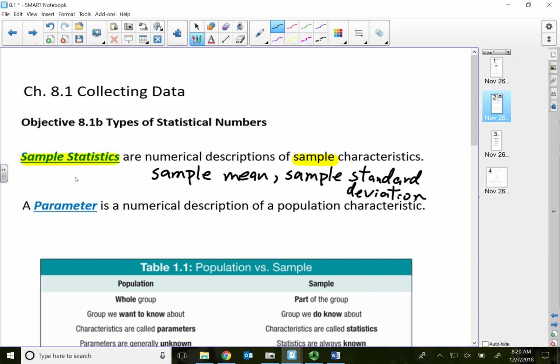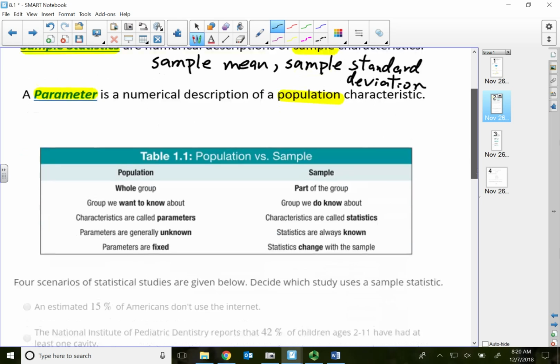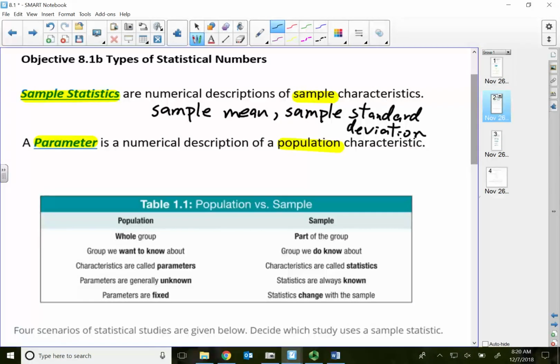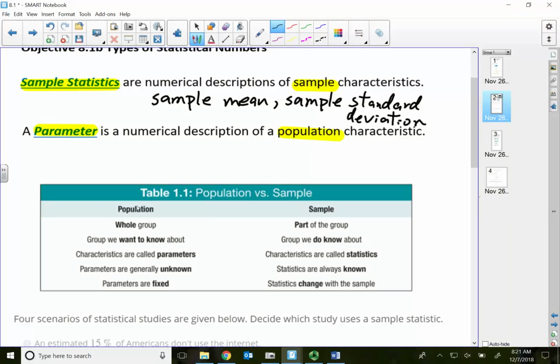A parameter refers to the numerical description of a population characteristic. So if we ever say population mean or population standard deviation, those are considered a parameter. So there are two types of numerical numbers. One describes the sample characteristic, one describes the population characteristic. Sample mean and sample standard deviation are called sample statistics. Population mean or population standard deviation are called the parameter.